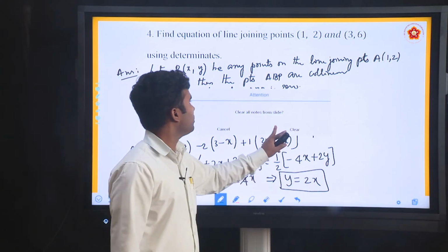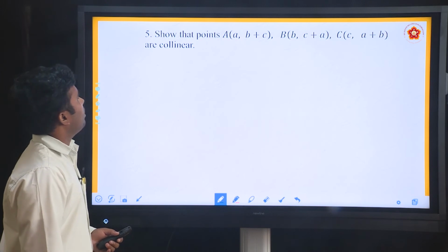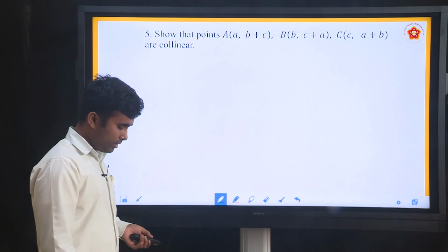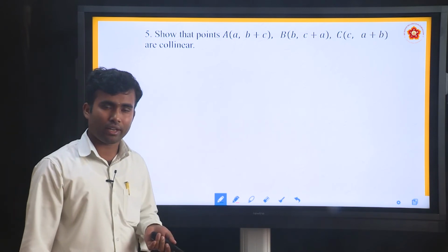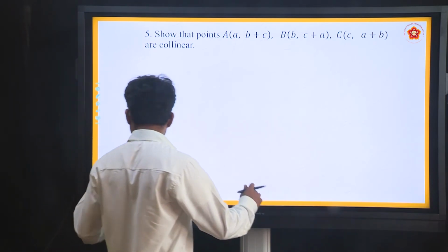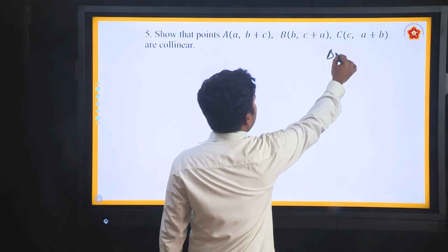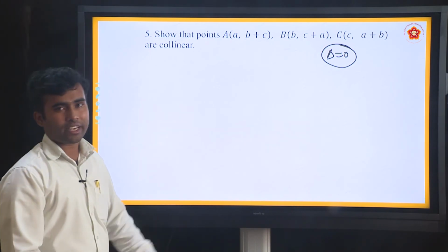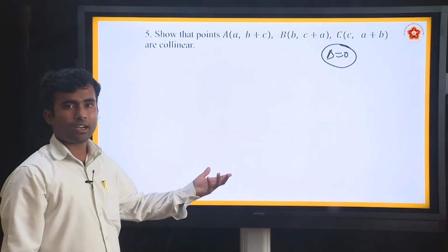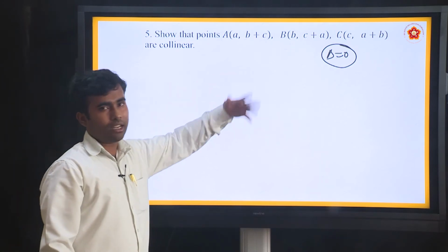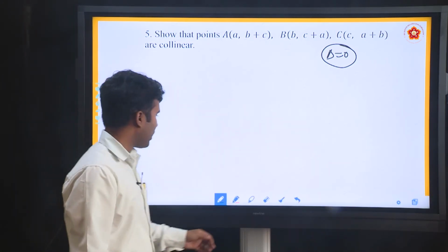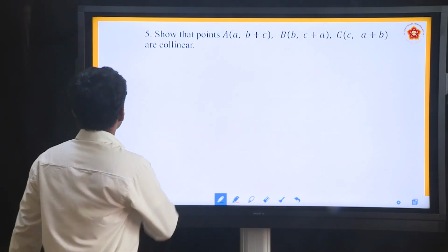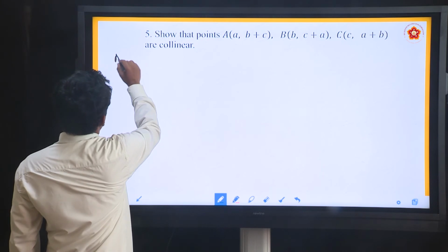Next problem is, show that the points A, B, C are collinear. See, how are we going to show the points are collinear? If we want to show the points are collinear, we have to show that delta equal to 0. That means the area of a triangle equal to 0. We have to show that the area of the triangle is 0, then we can conclude that the points A, B, C are collinear. So that is what we have to show in this problem. That proves the given statement. So, let us prove this.